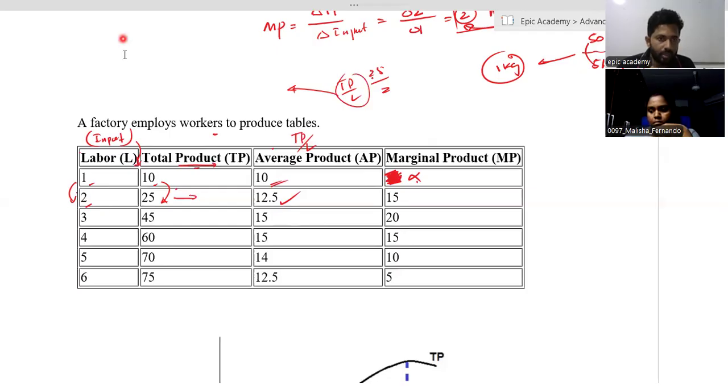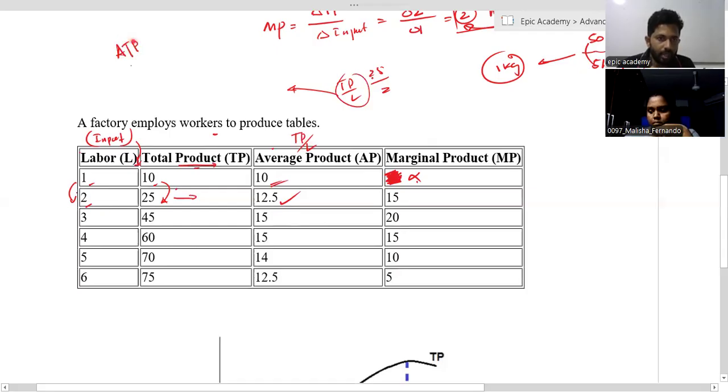So marginal production is delta TP divided by delta L. Delta TP means the difference between those two. Earlier it was 10 and now 25, so the difference is 15. The difference between the two points of labor, 1 and 2, is just 1. So 15 divided by 1 is 15. That is why it becomes 15.